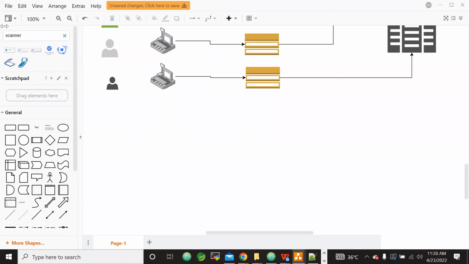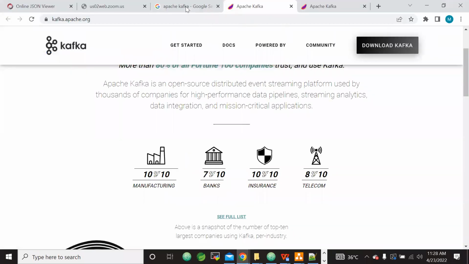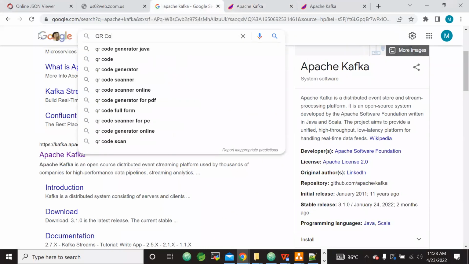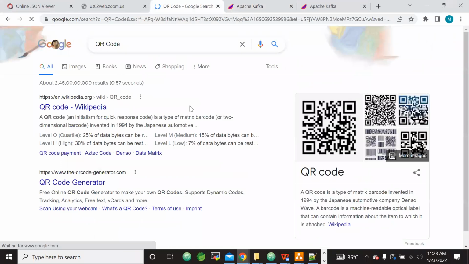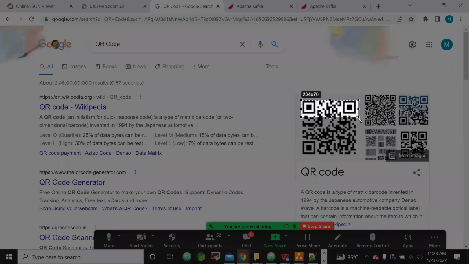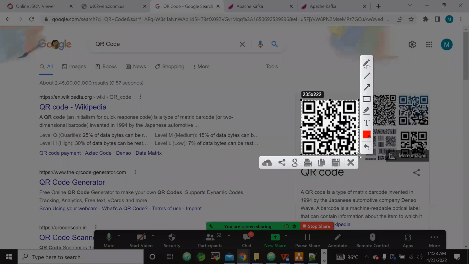Scanner. Yes. So what we'll do is, let us take one example called QR code. So what we will implement, I'm just explaining to you. That use case we will implement using Kafka.